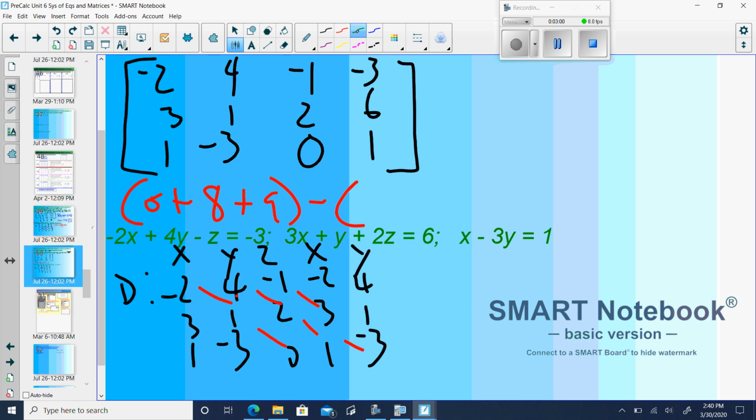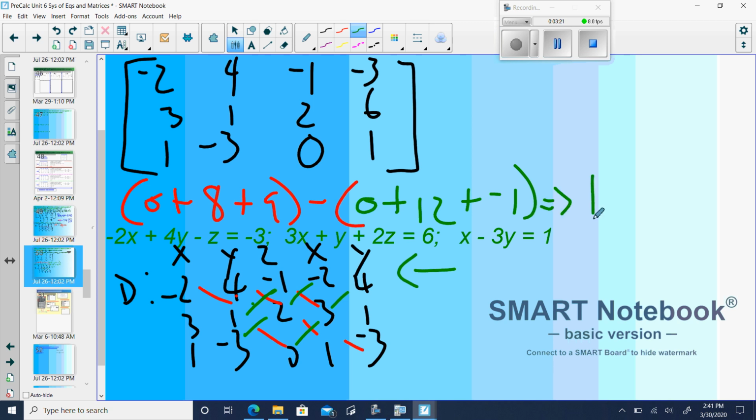Now we're going to go from right to left. So anything times 0 is 0. -2 times 2, -4 times -3 is 12. -1 times 1 is -1. And -1 times 1 is -1. So we have here 17 minus 11. So our determinant right here is 6.